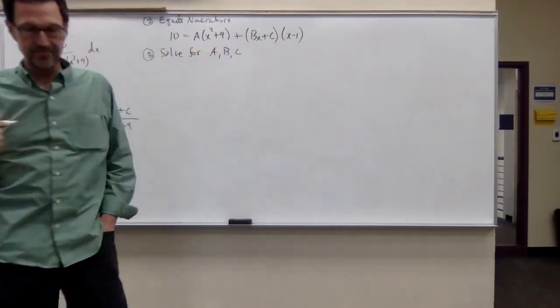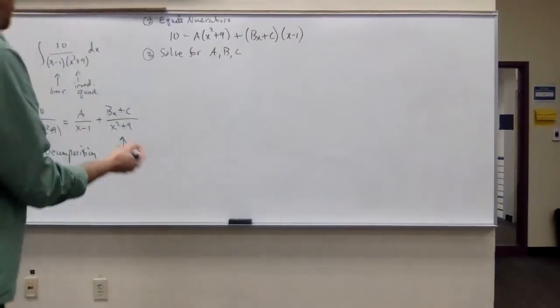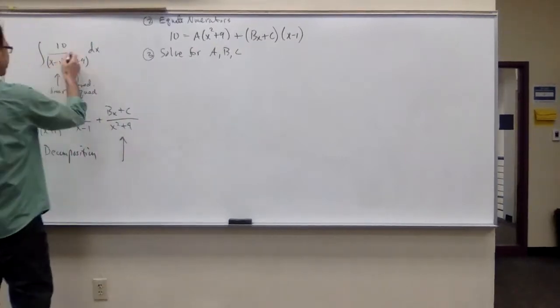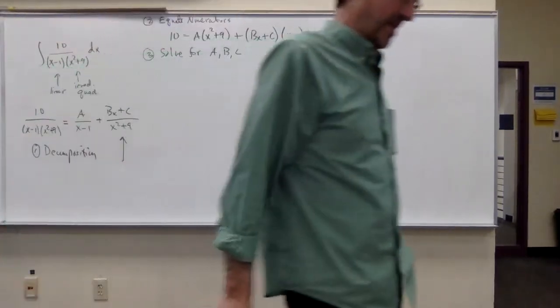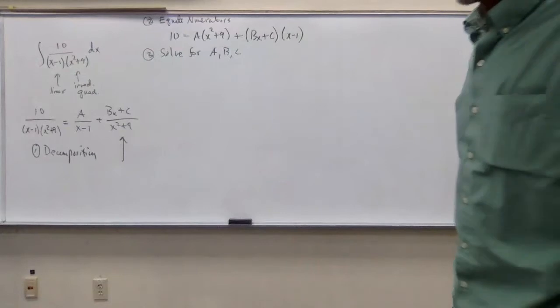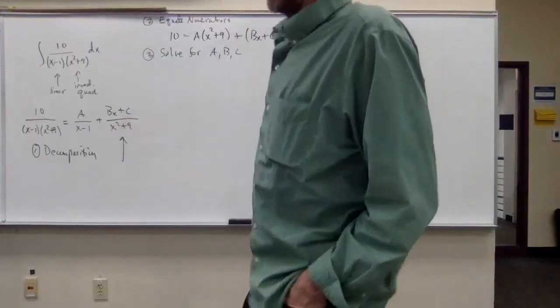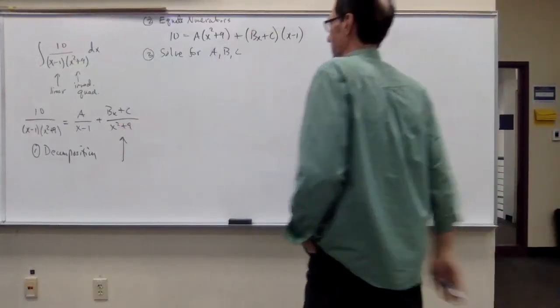The 3 unknowns. I should have said at the beginning, notice there's a 10 in the numerator. I could have taken that 10 through the integral sign and totally ignored it until the very last stage. But I'm going to leave it in, that's the way it is.